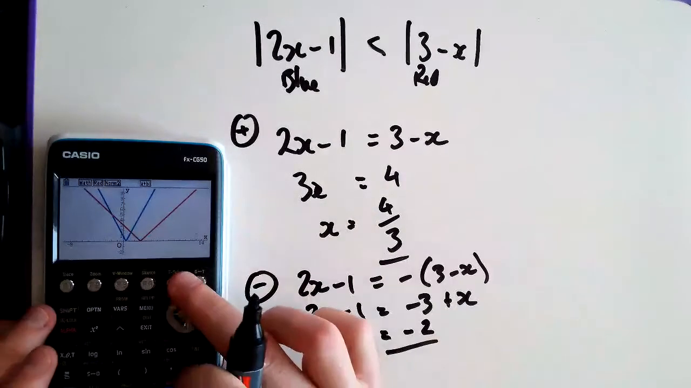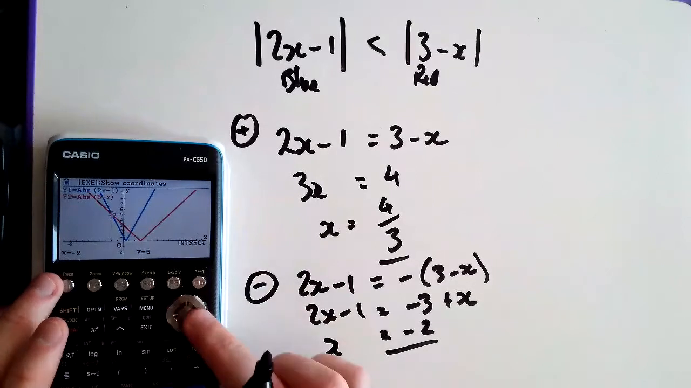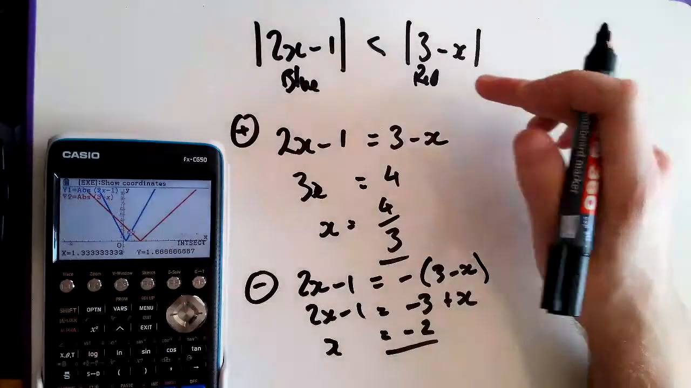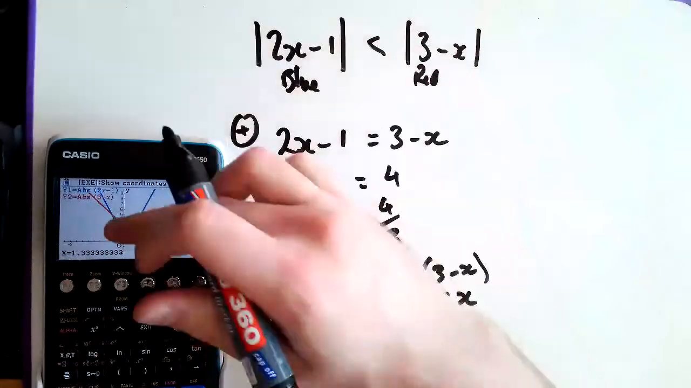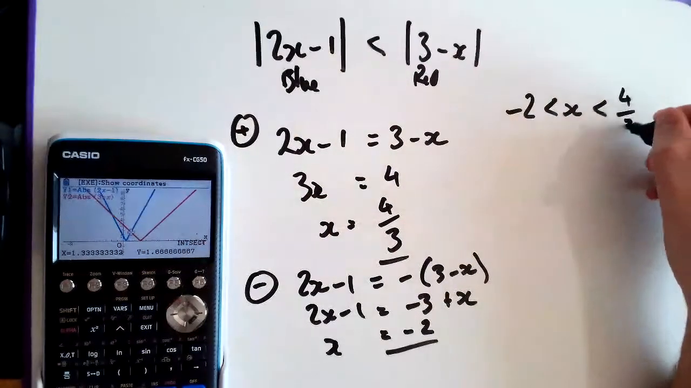So I'm just going to check on here. I'm going to go on G-Solve, intersect. They got x is minus 2, and 1.3 recurring, which is 4/3. So we want when blue is less than red. So minus 2 less than x less than 4/3.